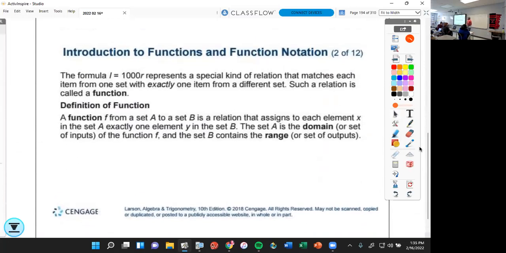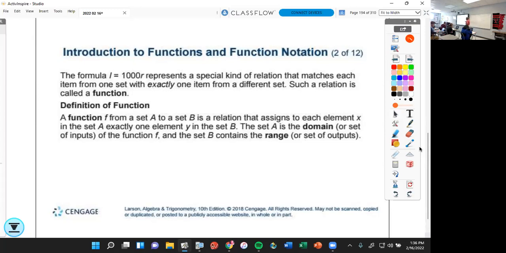The formula I equals 1,000 R is a special relationship, meaning that if you give me an R value, how many different I values can I give you? 1. If you give me an R value, I can give you an I value. That's it, just 1. Okay. A function from set A to B is a relation that assigns each element of X exactly 1 element of Y. That's what you said a while ago. A function: for every X, there's only 1 Y.